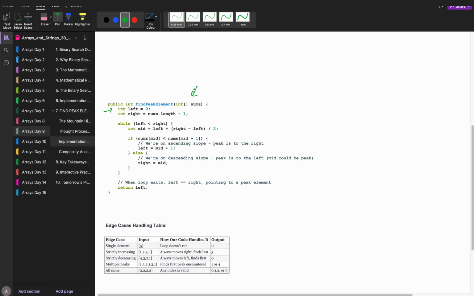I'm taking the array because we don't know about the target, so target is not here. We just need to take a decision to keep moving towards the peak. Left is 0, right is the last item. While left is less than right, we find the mid and compare our mid item with the next item. If it is an ascending slope, the peak is to the right-hand side. Ascending means my current item is less than my next item. So I will move to the right-hand side.